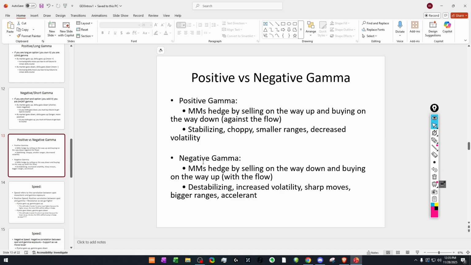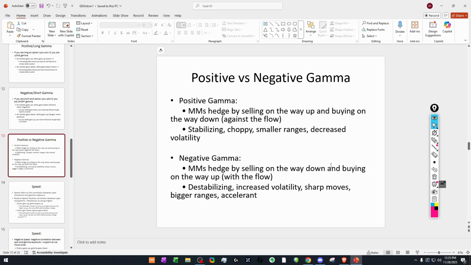So market makers hedge by selling on the way down and buying on the way up. They are trading with the flow to hedge their delta. This creates a destabilizing environment, increased volatility, sharp moves, bigger ranges, and the negative gamma acts as an accelerant.